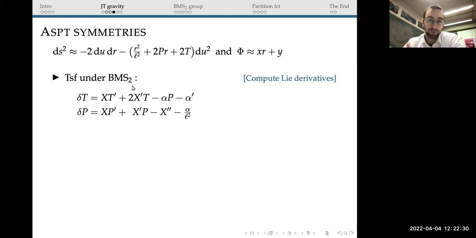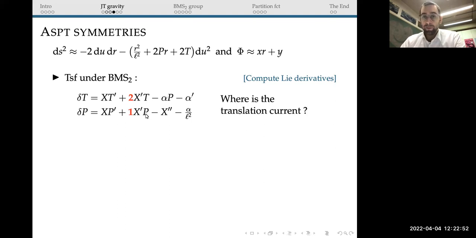There's a structure here to which I'm going to return later, but for now, just notice that there's a factor two here, which confirms that this function T is in fact a quasi-primary with weight two. In fact, here it's even a primary because there is no Virasoro central charge. Whereas the transformation law of P has a factor one here, which tells you that P is a density with weight one. Now that's fine, but there's just one issue, which is that I just pointed out that the current for translations must have weight zero. So where is it hidden in these transformation laws?